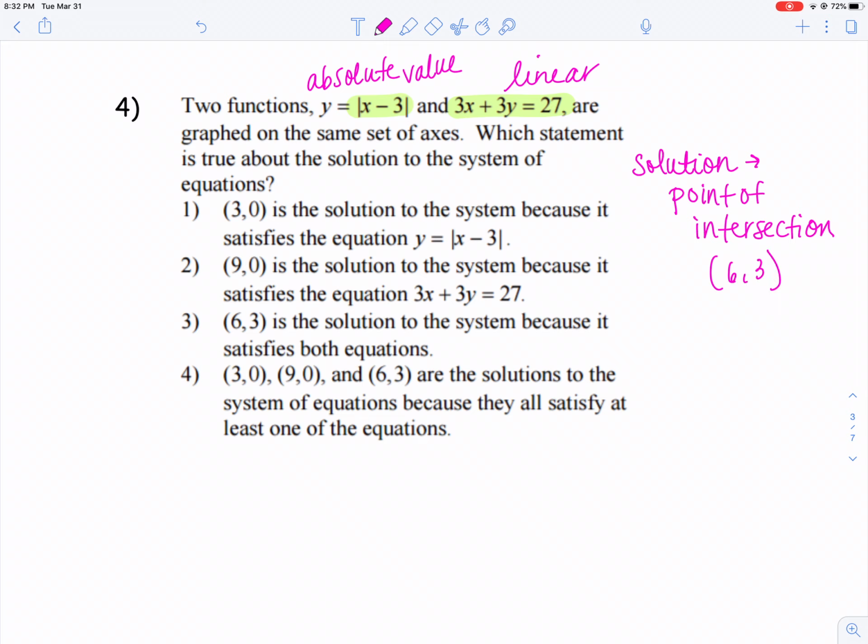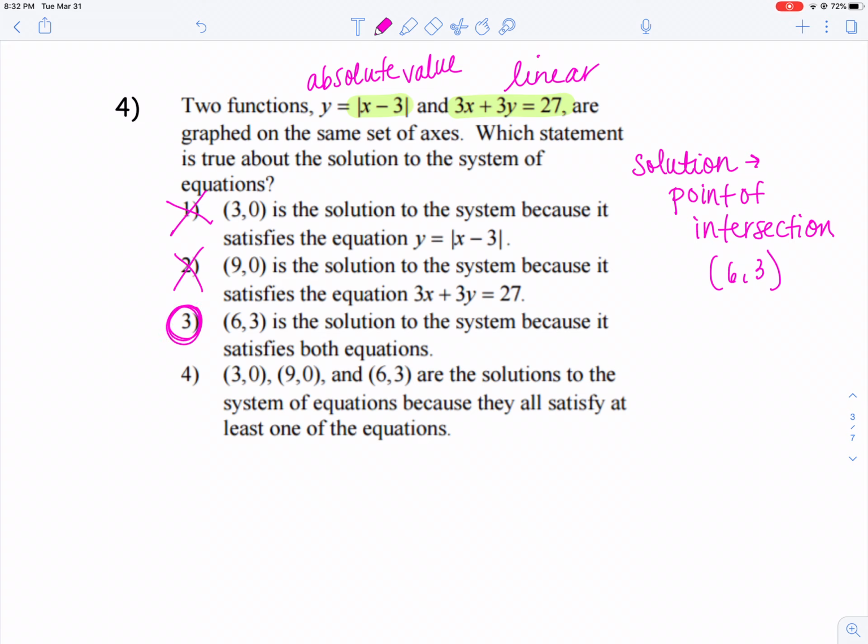So look at your first thing. It says, which statement is true about the solution? (3, 0) is a solution to the system because it satisfies the absolute value equation. Well, it's not a solution to a system if it doesn't satisfy both. That makes no sense. (9, 0) is the solution because it satisfies the linear function. Again, that doesn't make sense. If it's a solution, it has to satisfy both. (6, 3) is the solution to the system because it satisfies both.